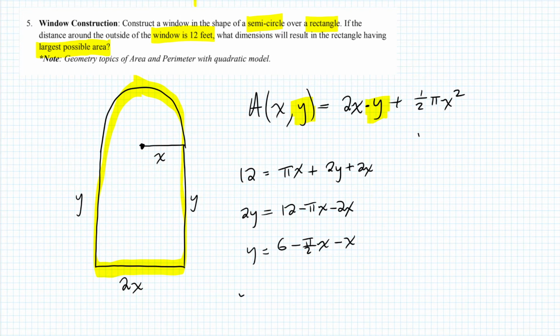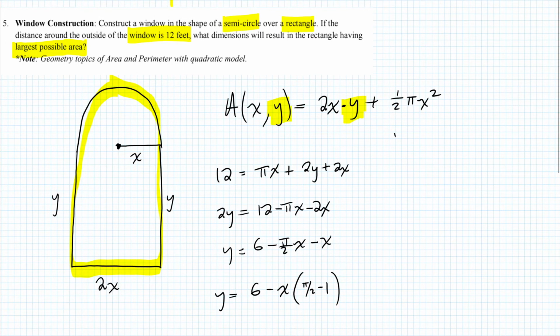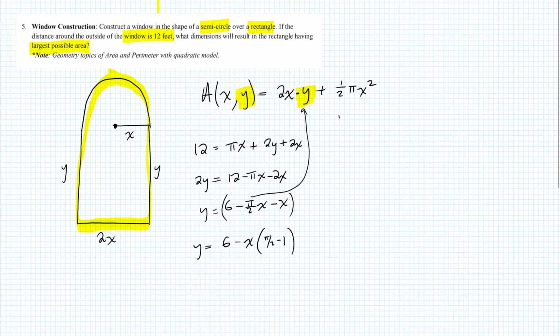And just as a little aside, it's possible in a math problem you would see someone factor out an x like this, so that you would end up with 6 minus x times pi over 2 minus 1. These are equivalent. I don't have a preference, but it is important when you go higher up in math to recognize that you might see things in two different ways. So now I have this.